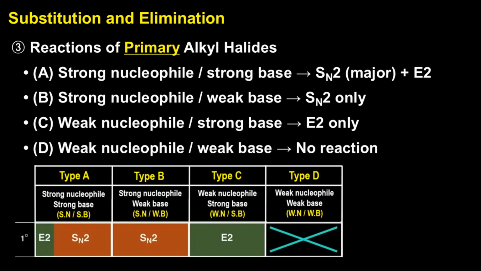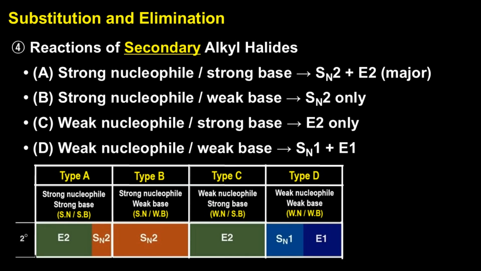So the main idea here is this. Primary halides typically favor SN2, unless a bulky or strongly basic reagent shifts the balance toward elimination. Now let's move on to secondary alkyl halides, where things get a bit more complicated.